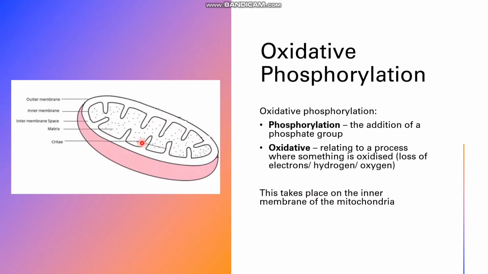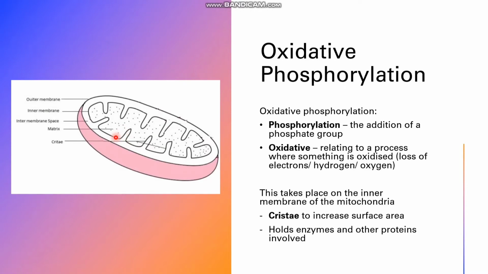We know that the mitochondria has an outer membrane and an inner membrane. The inner membrane is formed of cristae, which are folds in the membrane, and these increase the surface area. We want to increase the surface area because this membrane holds the enzymes and other proteins involved in oxidative phosphorylation. So if we increase the surface area of the membrane, we increase the amount of enzymes and proteins available for oxidative phosphorylation, allowing us to increase its rate.